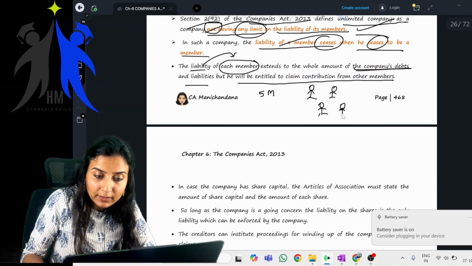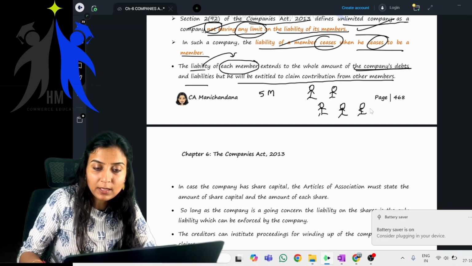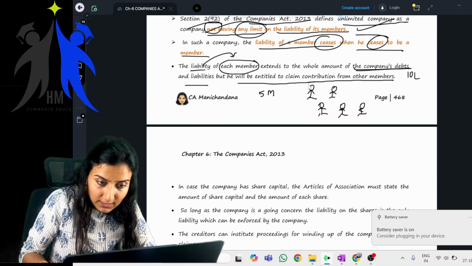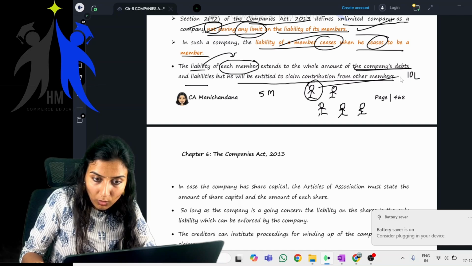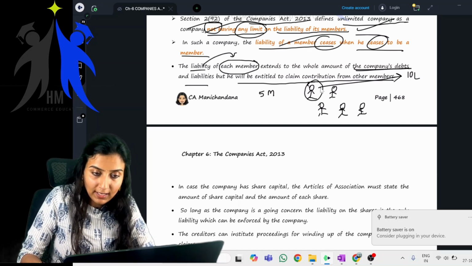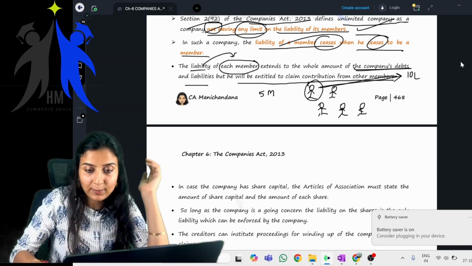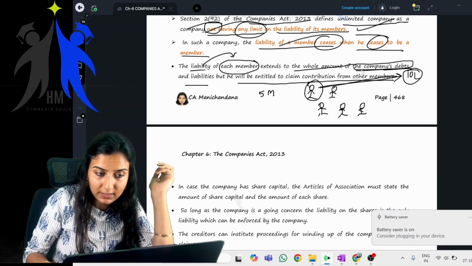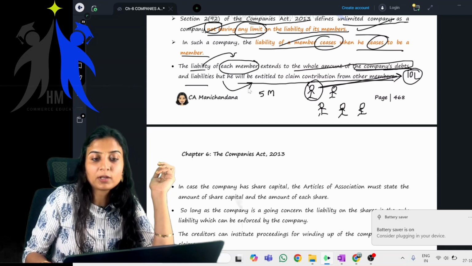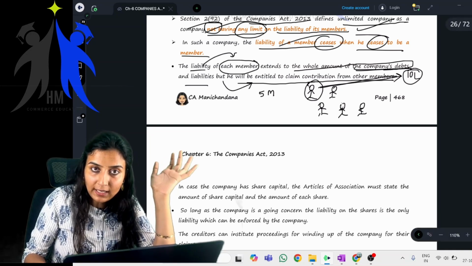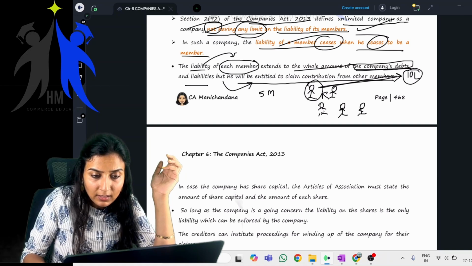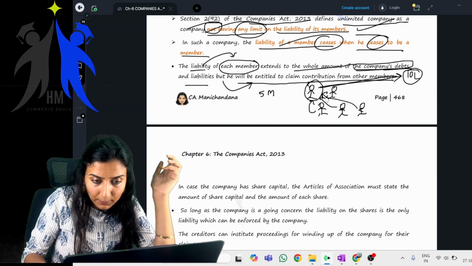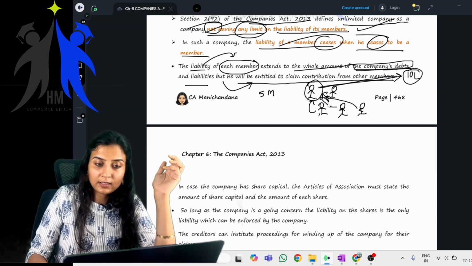Ma'am, what do you mean by that? Say, for example, the company's debt is 10 lakhs. Now, this person's liability extends to the whole of this 10 lakhs. So, on his head, there is a liability of 10 lakhs. The liability of each member extends to the whole amount of company's debts, but he will be entitled to claim contribution from other members. Meaning, he will have to pay 10 lakhs, but again he is eligible to claim contribution from the rest of the members. Getting it? Yes or no?